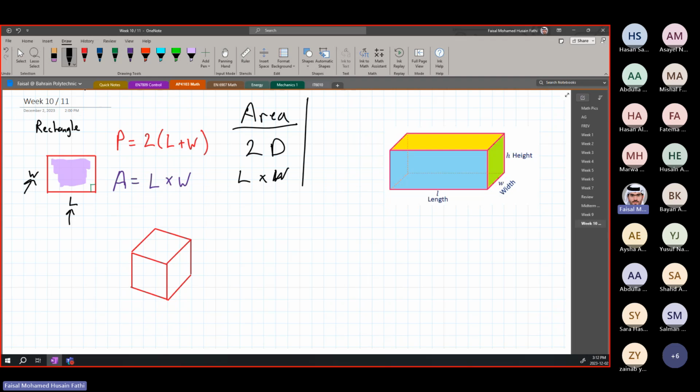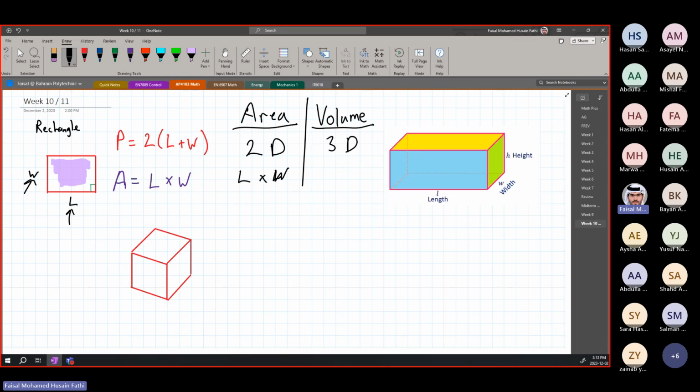For volume, in volume, we're talking about a 3D shape. So basically, there's an extra dimension in this case. The extra dimension will usually be the third new dimension, you could say, that is introduced in the volume.